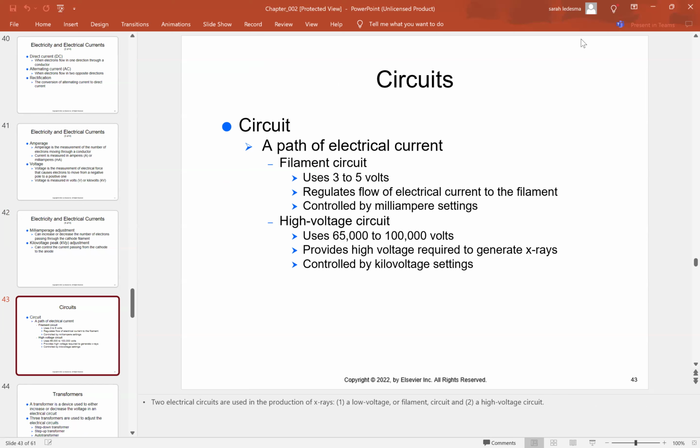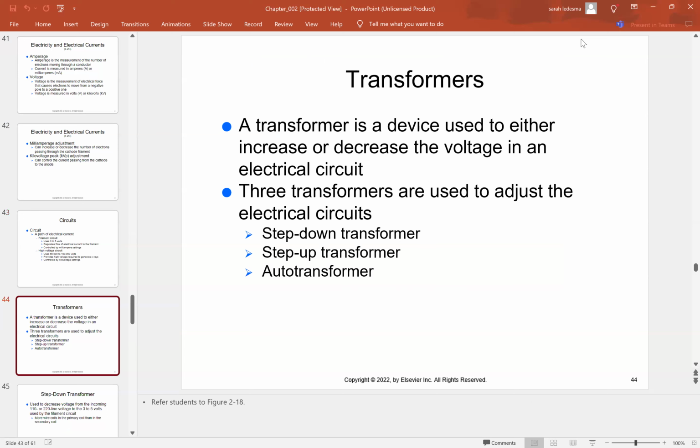A path of electrical current: the filament circuit uses 3 to 5 volts and regulates the flow of electrical current to the filament. The high voltage circuit uses 65,000 to 100,000 volts, provides the high voltage required to generate the X-rays, and is controlled by the kilovoltage settings.